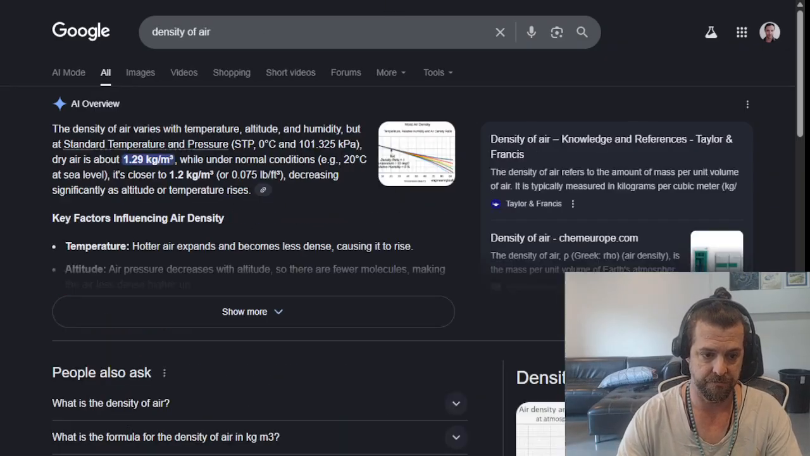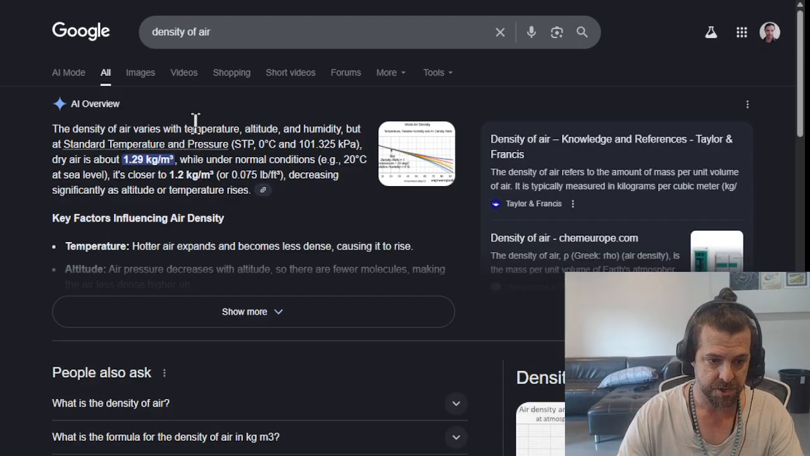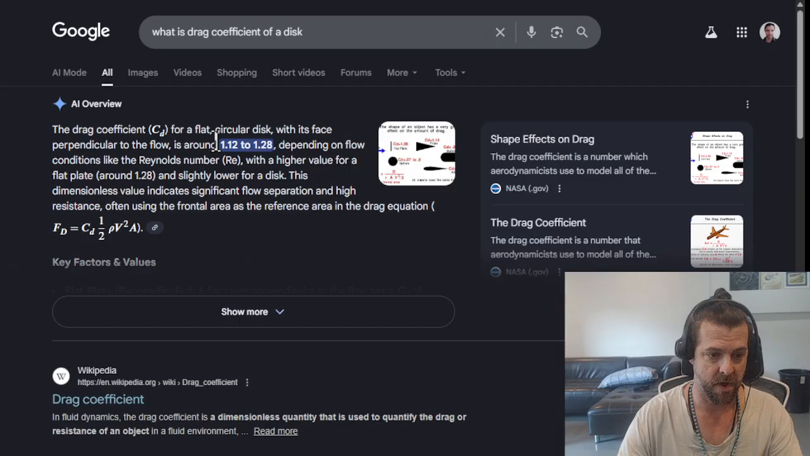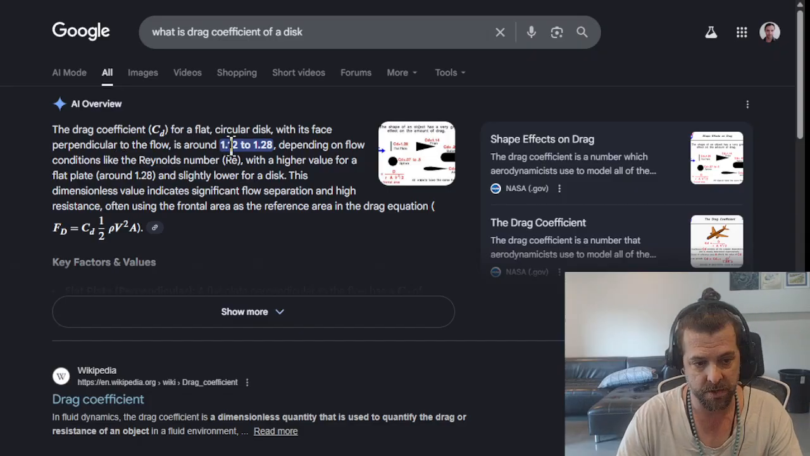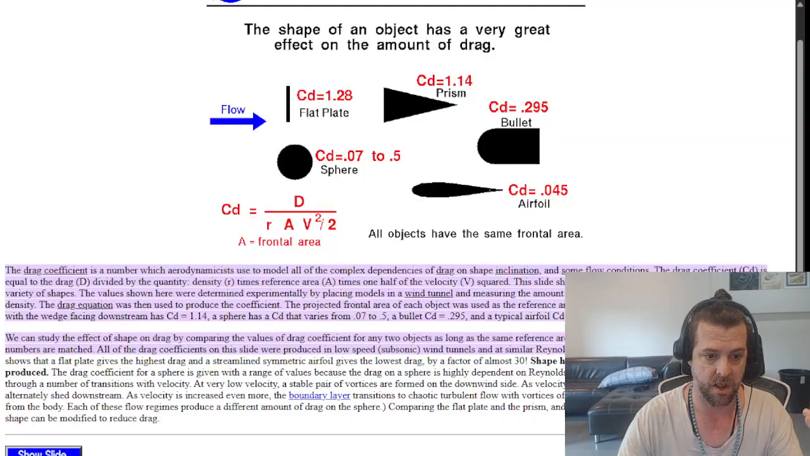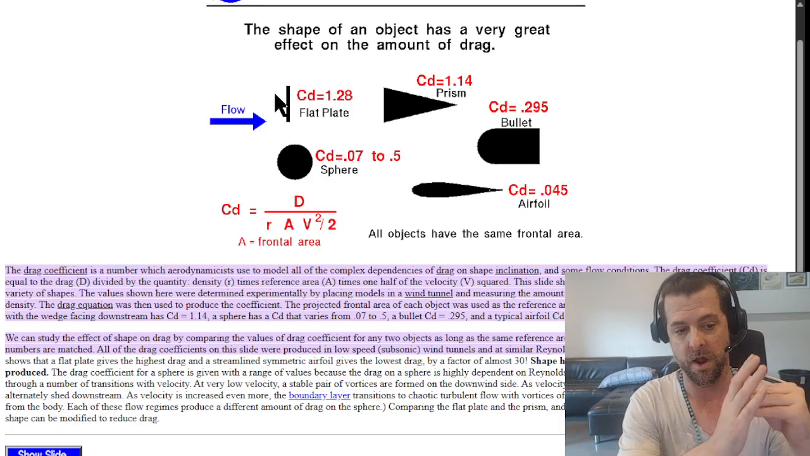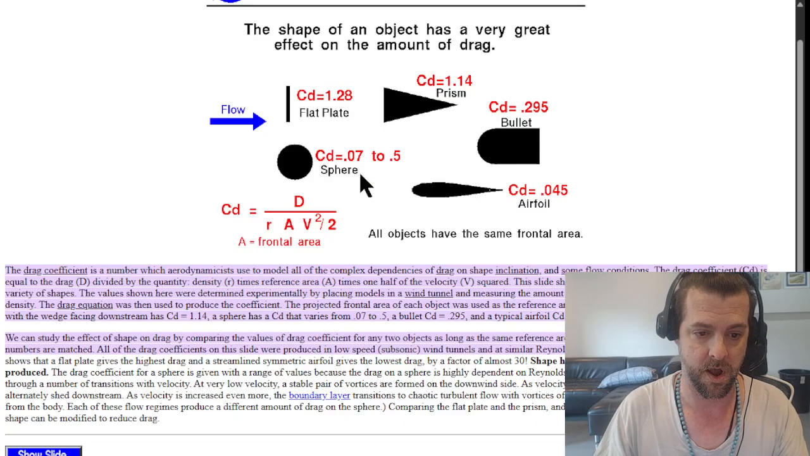And then we come here, the density of breathable air is 1.29 kilograms per meter cubed. And then we also have the drag coefficient of a circular disc, perpendicular to the flow: 1.1 to 1.2, 1.28. And here are some more examples of that. There we go. Here's our disc right here, just acting as a barrier against air pressure. Very high, 1.2. Probably the highest of everything here.